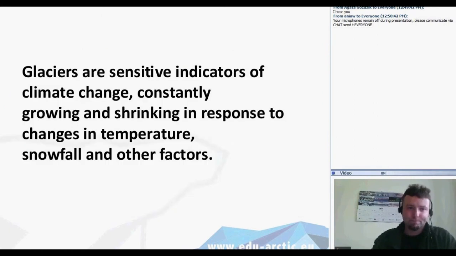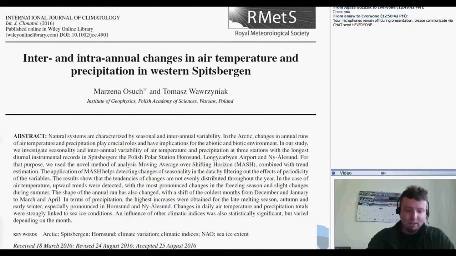What is that for? It's done because glaciers are really sensitive indicators of climate change. They constantly grow and shrink in response to changes in temperature, snowfall, and other factors as well. And that's something that I do in my job. I deal with climate changes. So my latest recently published article is about inter- and intra-annual changes in air temperature and precipitation in western Spitsbergen.